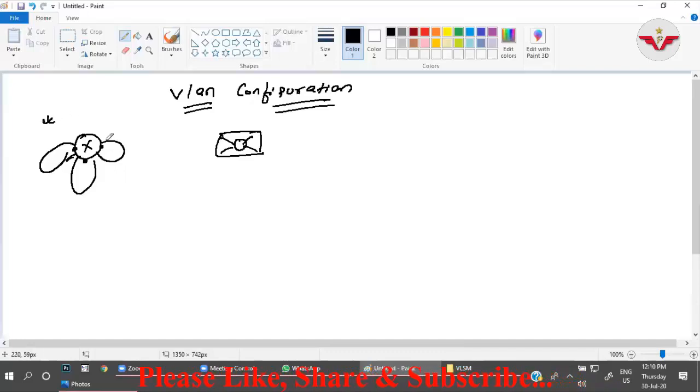So the first thing we will learn today is how to create VLANs through this method. It's a very simple method. In a layer 3 switch, again we can create three VLANs using the layer 3 switch.